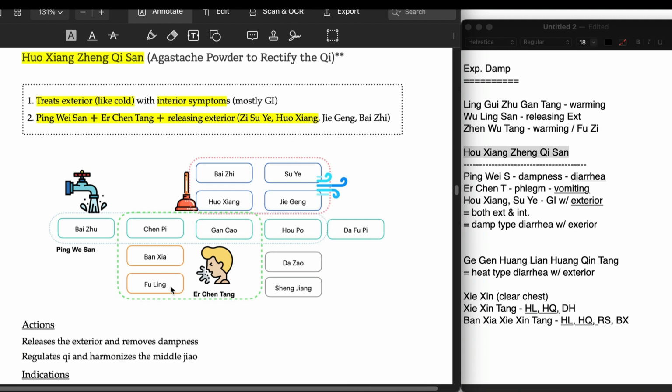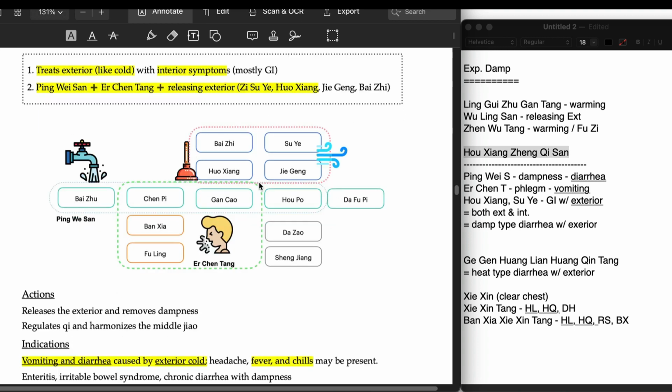Ping Wei San or Er Chen Tang. Try to remember again. Ban Xia, Fu Ling, Chen Pi. And Ping Wei San: Bai Zhu, Cang Zhu, Chen Pi, Gan Cao, Hou Po. And Xiang and Su Ye, Xiang. And Cheng Qi implies treating internal problems, gastrointestinal system. And Hou Po, Da Fu Pi. This Da Fu Pi, just like Hou Po, it releases the dampness. So this is Xiang Chengqisan.